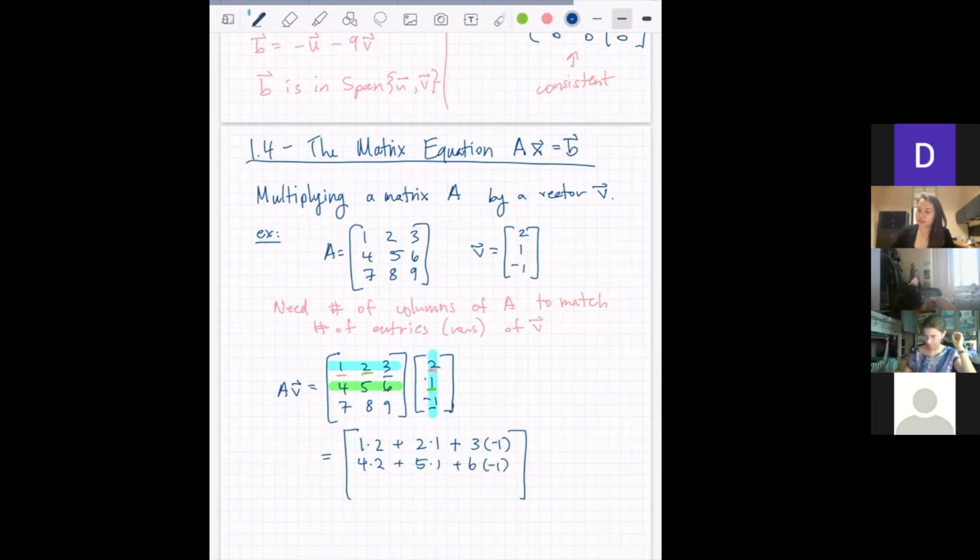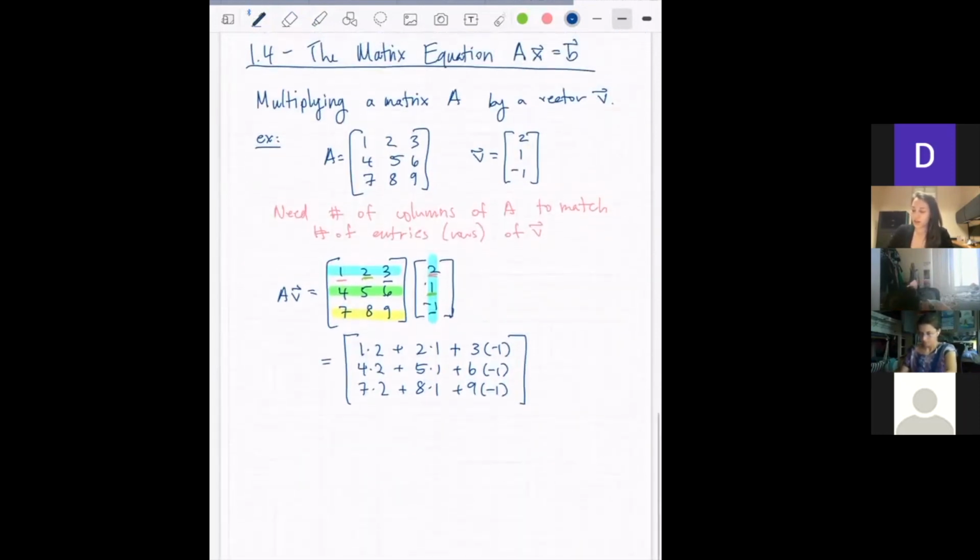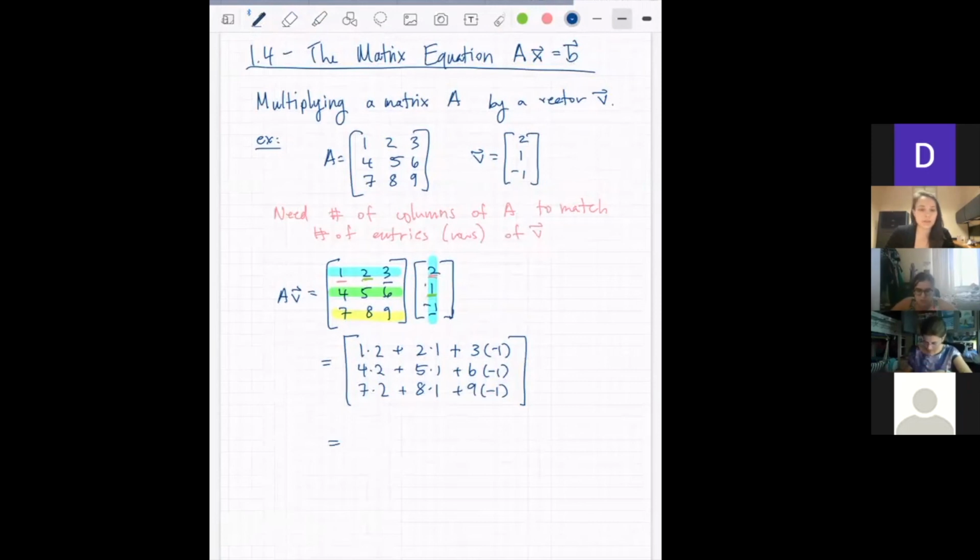And then in the last row, so now we're doing this one, we get 7 times 2 plus 8 times 1 plus 9 times -1, right? And then we just simplify all of this.